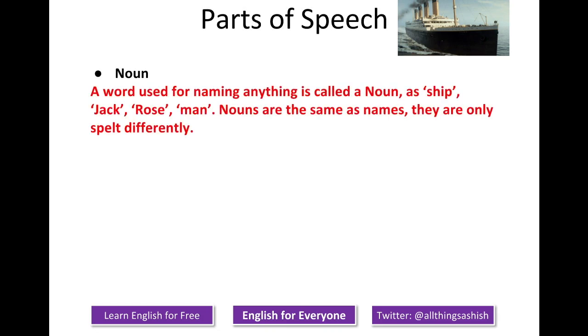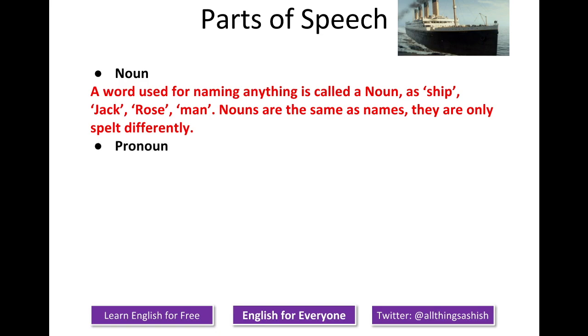Let's look at noun. This is commonly known by everyone. So it is a word that is used for naming anything that is what we call a noun. For example, ship is a noun, Jack is a noun, Rose is a noun, man is a noun. Nouns are the same as names, they are only spelt differently.